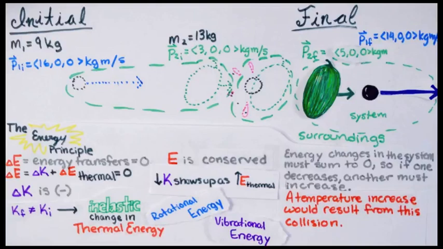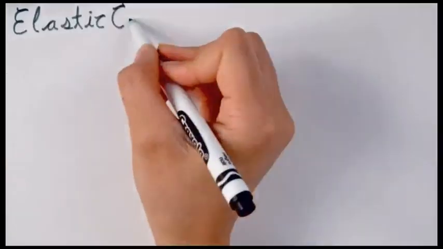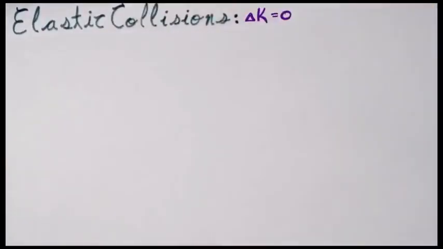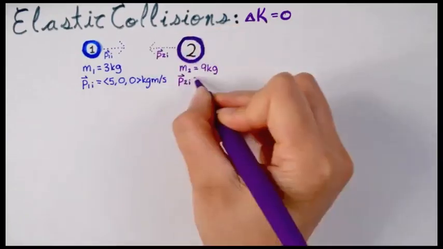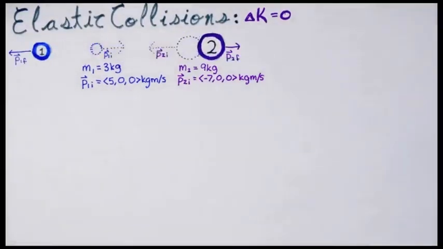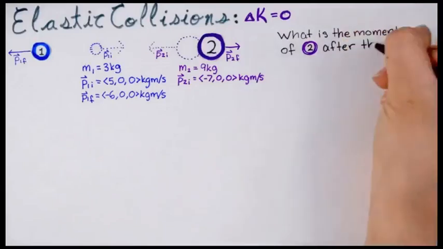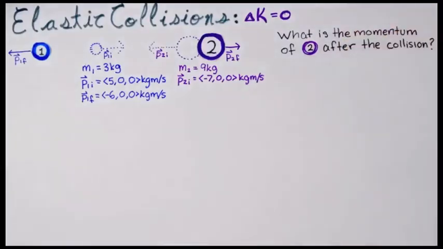Now, it might happen that the collision does not result in a kinetic energy change. If that's the case, the collision is called elastic. Here's an example. Object 1 has mass m1 and initial momentum p1 initial as shown, just before it strikes Object 2, which has mass m2 as shown. Just before the collision, Object 2 has an initial momentum p2 initial as shown. After the collision, Object 1 is observed to have final momentum p1f as shown. What is the final momentum of Object 2, the momentum of Object 2 after the collision? And is this collision elastic or inelastic?